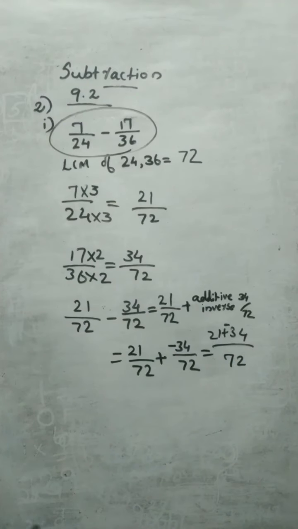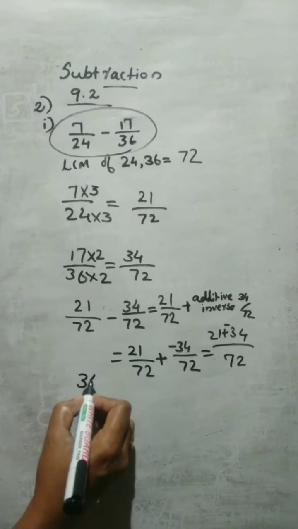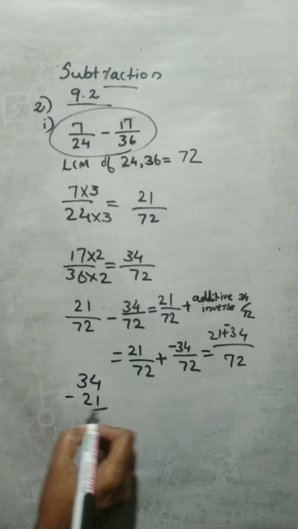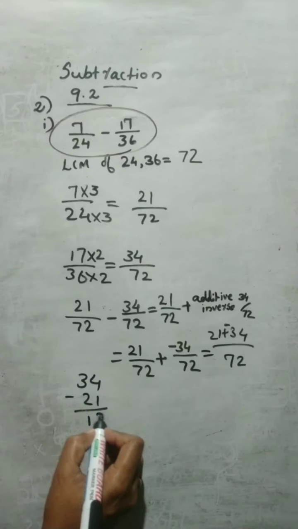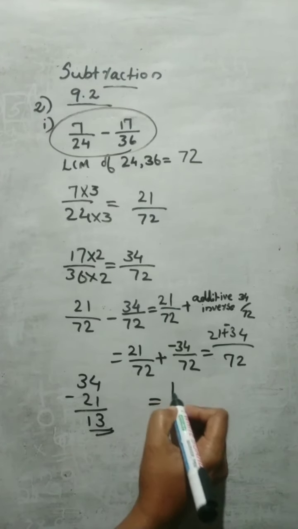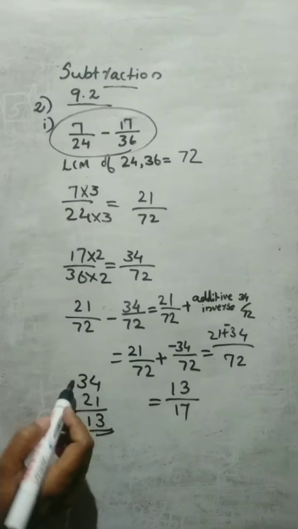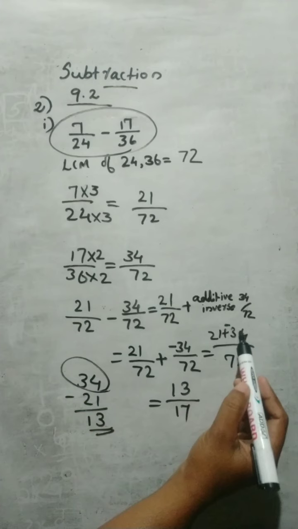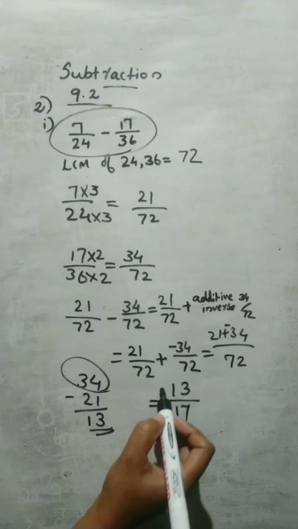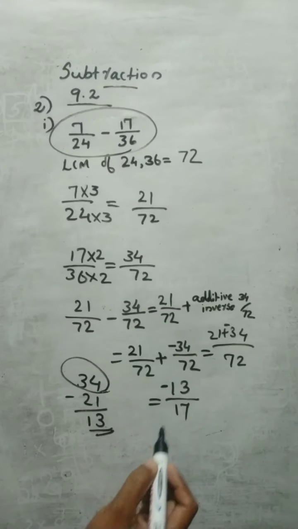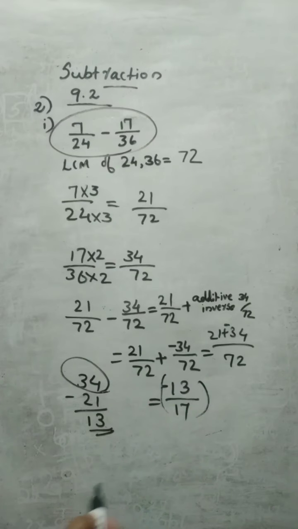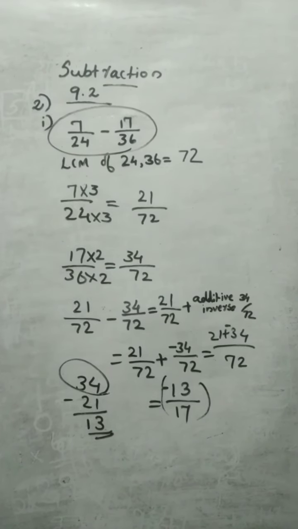Here there are two different signs, so we have to subtract these two numbers. 34 minus 21 is equal to 13. So 13/72. Here the sign of 34 is negative, and 34 is the greater number, so we have to keep negative for this 13. So the answer is negative 13/72.